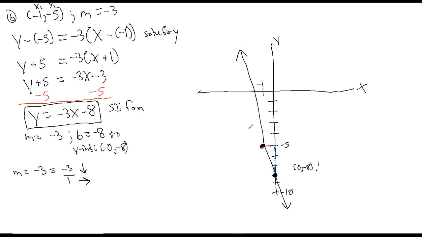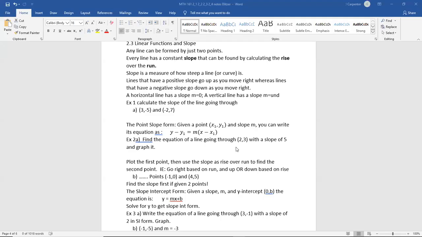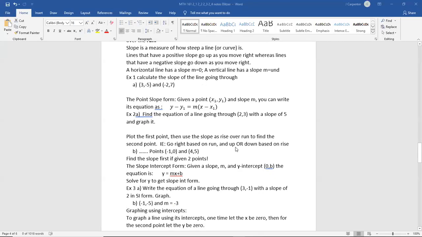So again, this is how we put things in slope-intercept form, given a point and a slope, or just 2 points. Examples 2 and 3 both illustrate that. We've also illustrated how to graph in several different ways. Use what you prefer. Okay. Moving on. Graphing using intercepts.